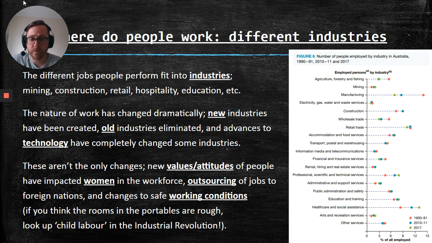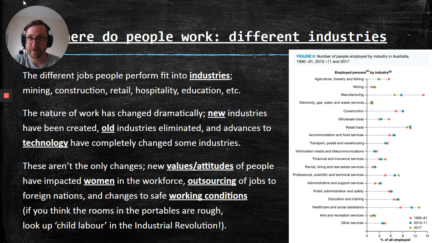New values and attitudes of people have impacted women in the workforce, have impacted outsourcing of jobs to foreign nations. So the people who are actually working in the workforce has changed over time. And changes to safe working conditions have also occurred throughout history. So if you think the rooms and the portals are rough, look up child labor in the Industrial Revolution.